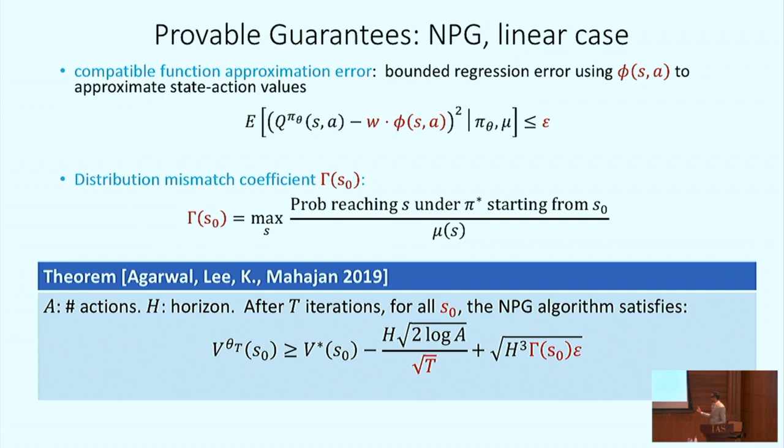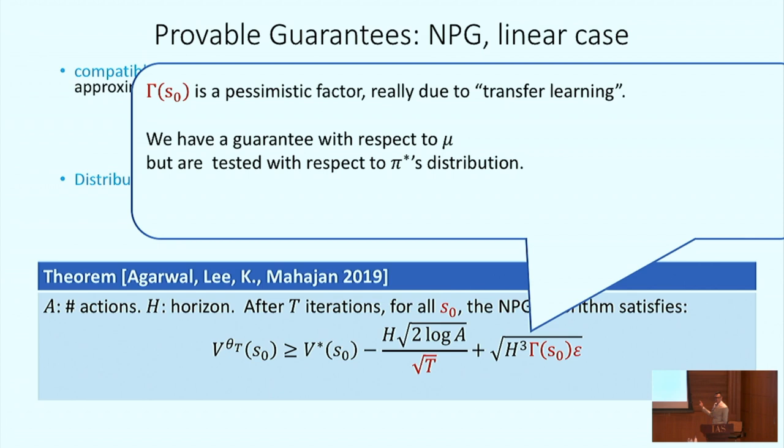And if you understand where this is coming from, I think this is just a great theory question. What's really going on and why this is pessimistic, this factor is purely due to transfer learning, okay? So what's going on is that you have a guarantee with respect to a measure mu, and what you're tested on is a different measure. If you can transfer, you're good. And formally this is the best you can prove unless we get a better understanding of transfer learning. But this is much weaker than guarantees we get, say, from approximate dynamic programming, because this is transfer learning just to one distribution. Okay, yeah, Dan.